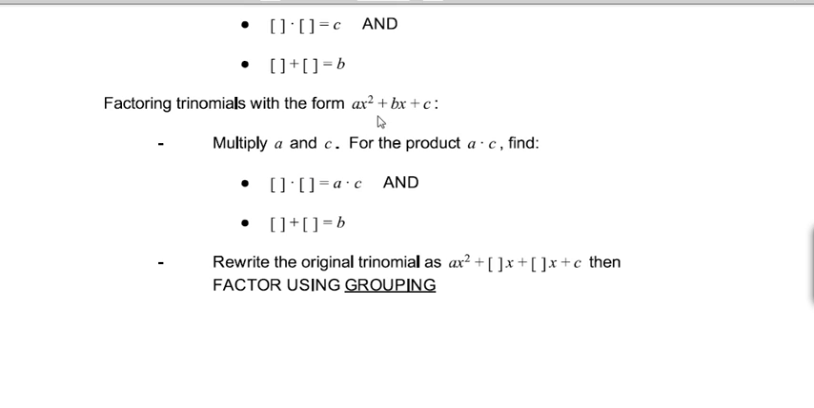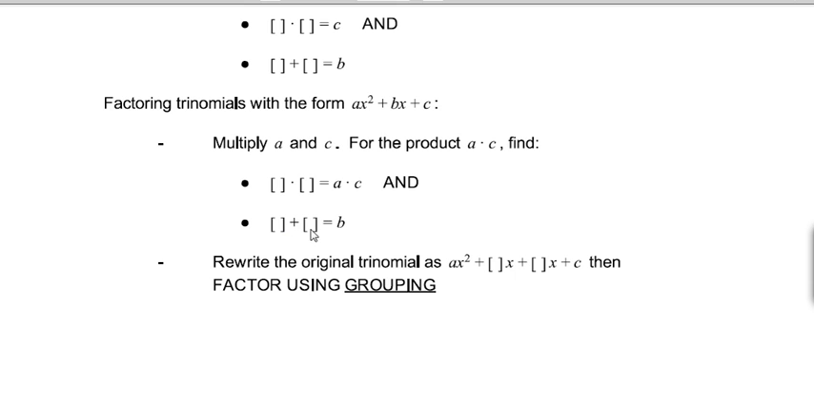For example, if I did a times c and got 24, I'd say what times what equals 24. So don't just say what times what equals c. What times what equals the product of a and c. That's where we take care of that number that wasn't a 1 in the front. Then we've got to make sure that the two numbers we're multiplying to get that number is also going to add together to give me the middle term, just like we did before. So that's what I like about this process, is it's very similar to the previous process.